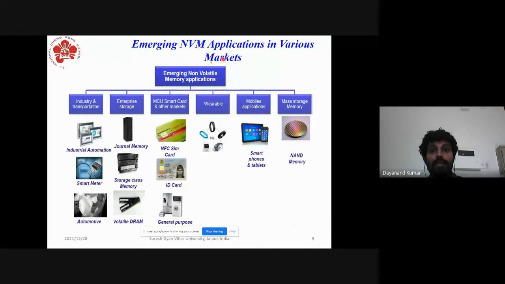Here, if you see the many applications of non-volatile memories in industry: transportation, industrial automation, smart meter, enterprise storage, general memories, and storage classes, different kinds of applications. Wearable applications like the smartwatch also, and mobile applications, tablets, mobile phones also, and mass storage memories, the NAND memory, because this is the mature one, so people are using it for mass production of NAND flash memory.